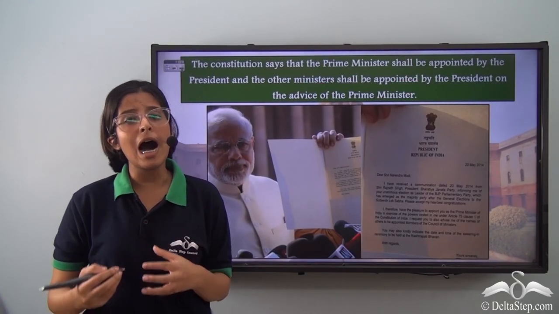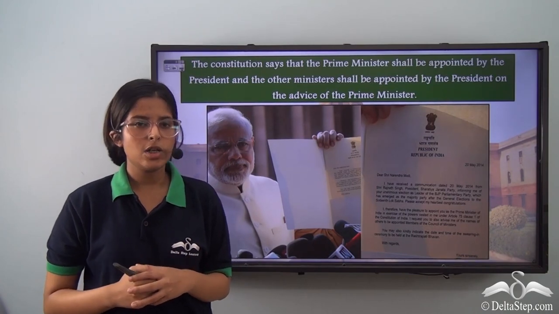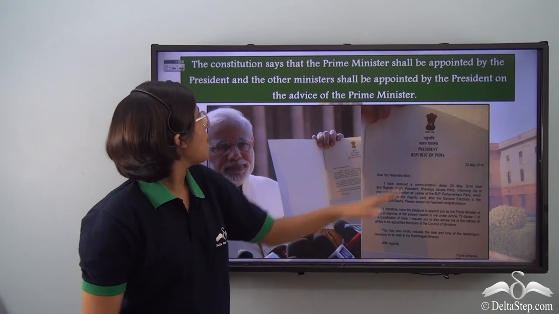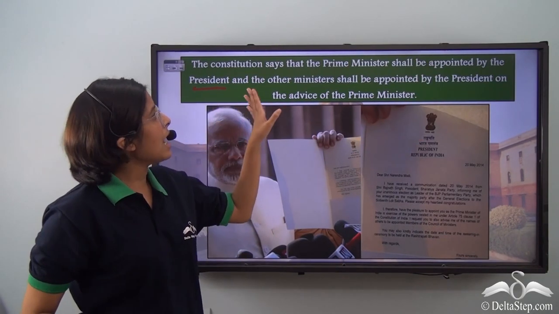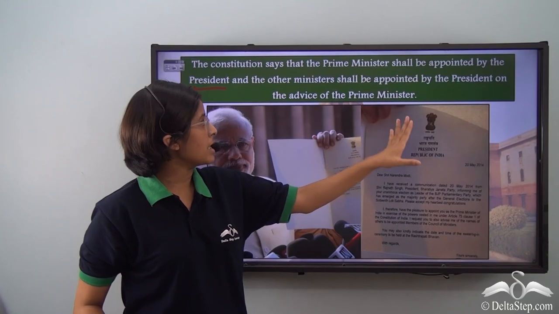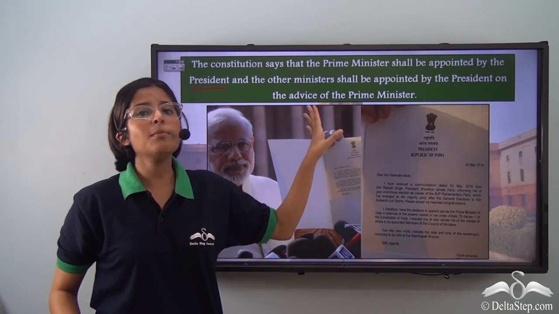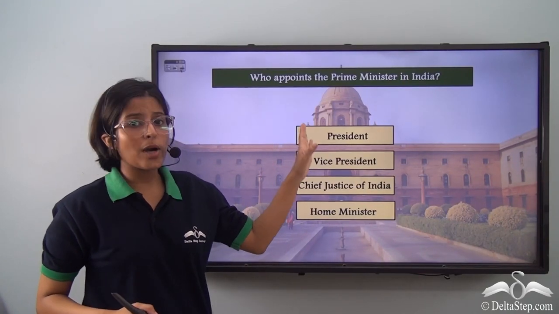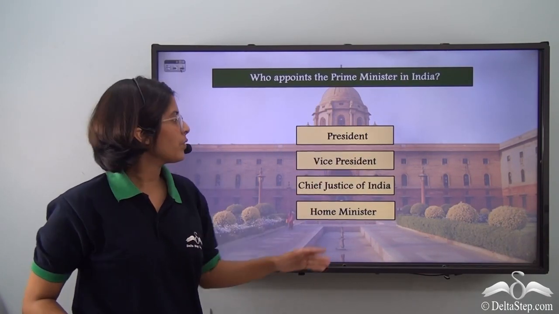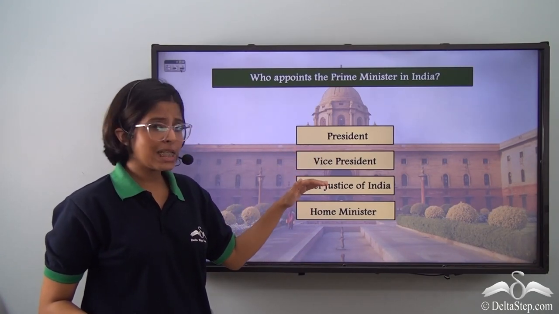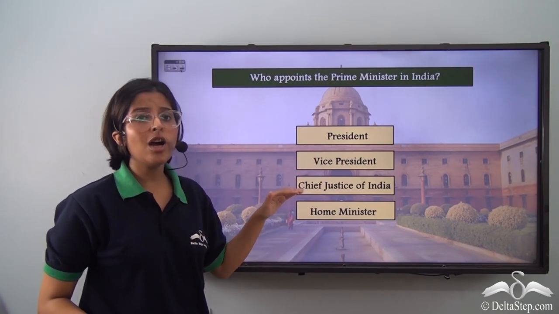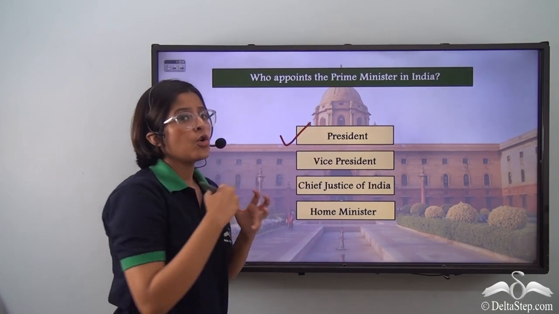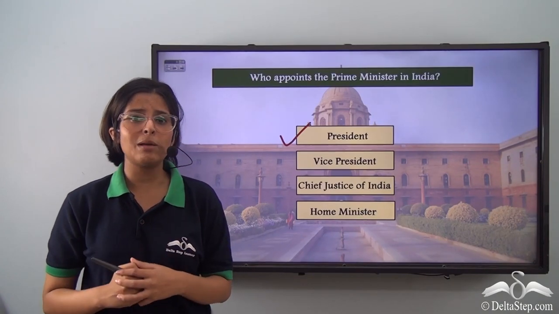Now let us talk about how the Prime Minister is appointed. So the Constitution says that the Prime Minister shall be appointed by the President, and the other ministers shall be appointed by the President on the advice of the Prime Minister. Now can you answer this question? Who appoints the Prime Minister in India? Is it the President, the Vice President, the Chief Justice of India, or the Home Minister? Yes, it is the President who formally appoints the Prime Minister of the country.